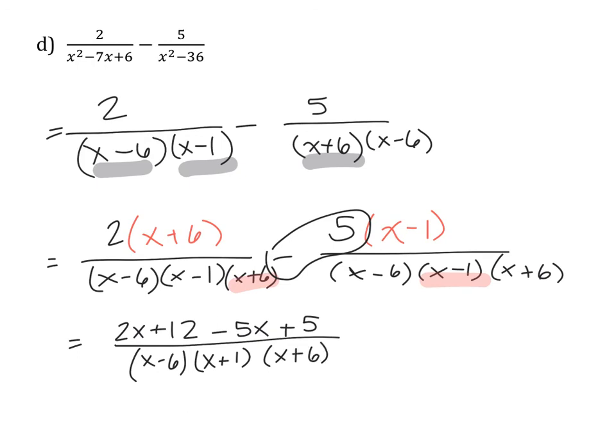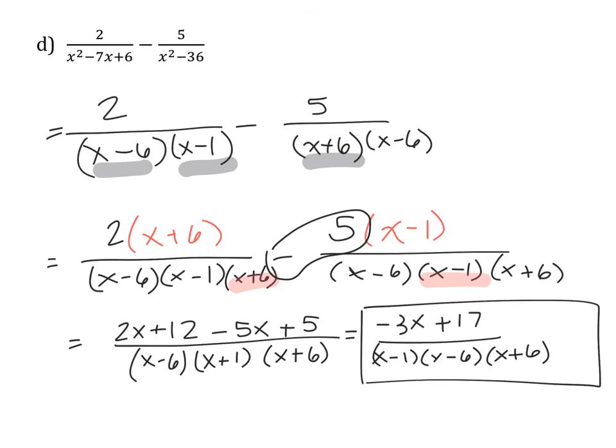Again, order doesn't matter for this denominator. Combining these, I'm left with negative 3x plus 18 over all of these. Oh, sorry, 17. Okay, negative 3x plus 17. I cannot cancel anything or take anything out, so we'll just box it there.